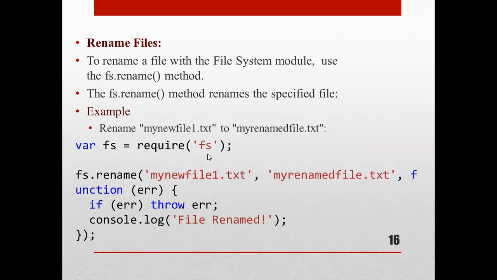First we have to import the fs module using the require function, then use fs.rename. Inside the brackets we pass the parameters: first the old file name, my new file one.txt, comma, the new file name which we want to rename to, comma, the callback function. If error, it will throw the error, otherwise print the message that file is renamed. This is the example for renaming a file using the fs.rename method.